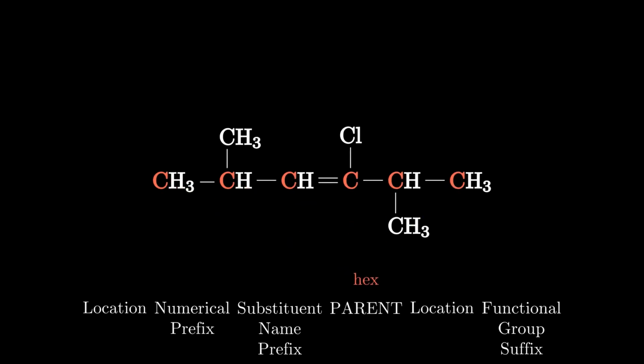The 6-carbon parent, or hex, is pretty easy to spot, along with the double bond in the middle. There are a pair of methyl groups on this molecule, which means we need to use the numerical prefix di, and the final substituent is the chlorine.